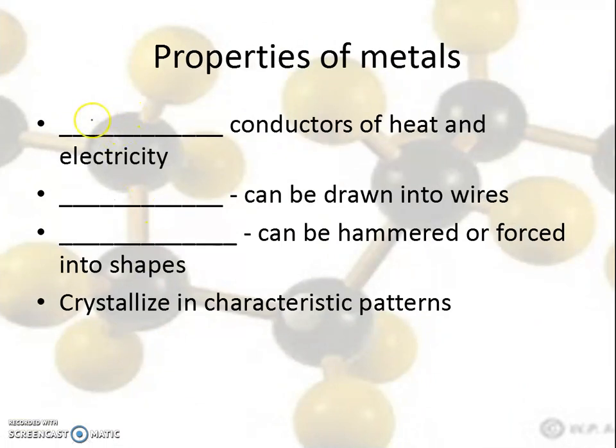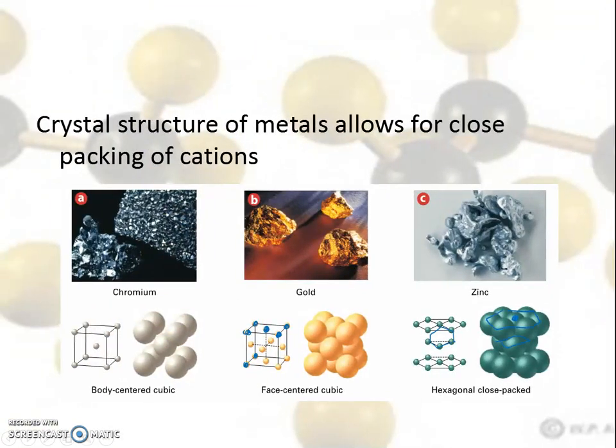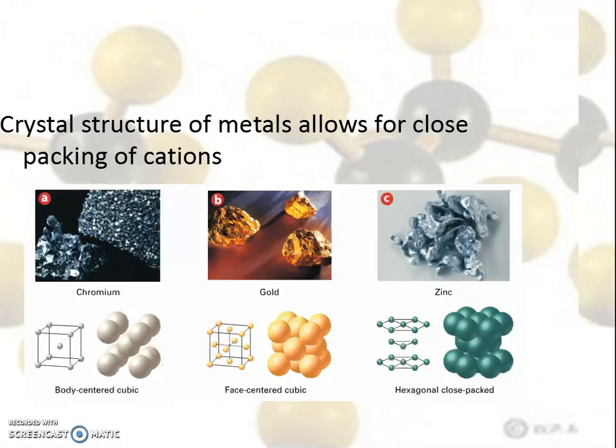All right, properties of metals. They are excellent conductors of heat and electricity. They are ductile, which means that they can be pulled into wires. They are malleable, which means that they can be hammered or forced into shapes, and they crystallize in characteristic patterns due to their body-centered cubic, their face-centered cubic, or their hexagonal close-packed structure.